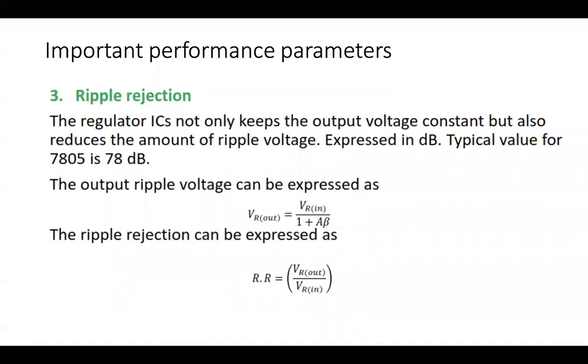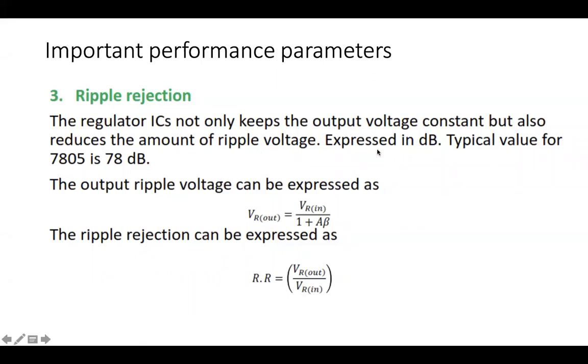Since we are looking at making circuits more reliable, we want them to be as good as possible. So the regulator ICs not only keep the output voltage constant, but also help in reducing or nullifying the ripple voltage.